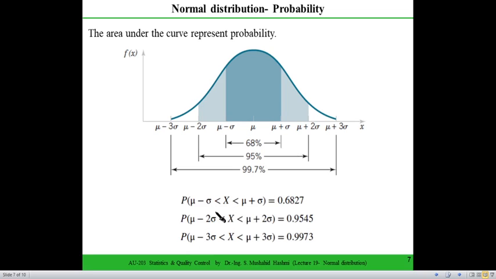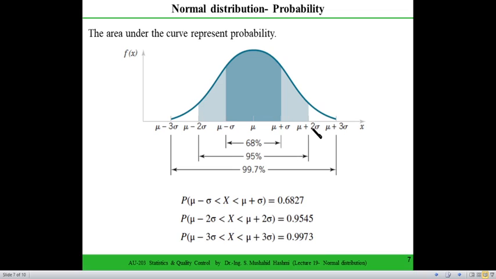So if x is a random variable which lies in the interval between plus minus 1 sigma, then the area under the curve comes out to be 68.6827%. So this would be the probability that your random variable would be lying in this interval.